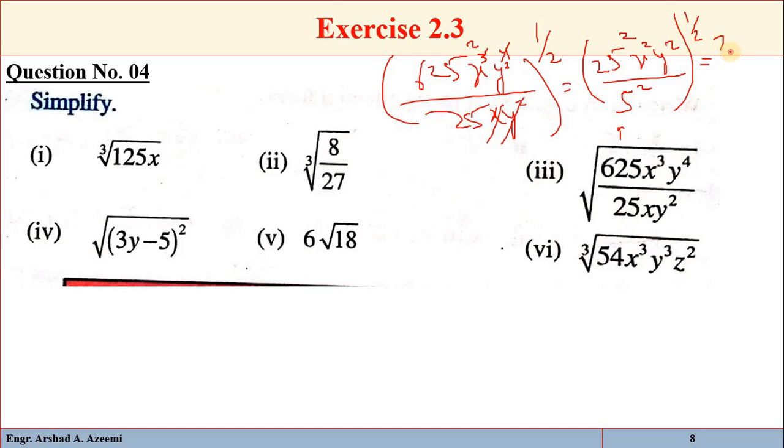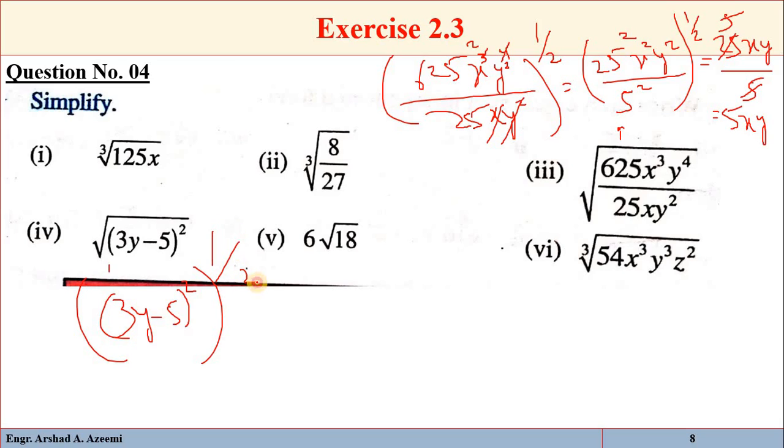Now it will be equal to 25xy divided by 5. In each and every number we have a square and it will be cancelled with 1 over 2, and now from this we can get 5xy because 5 will be cancelled here with 5. Now from this we can write it as 3y minus 5 whole square, to the power 1 over 2. Now 2 divided by 2 will be cancelled and we will get 3y minus 5. So that is the answer, 3y minus 5.